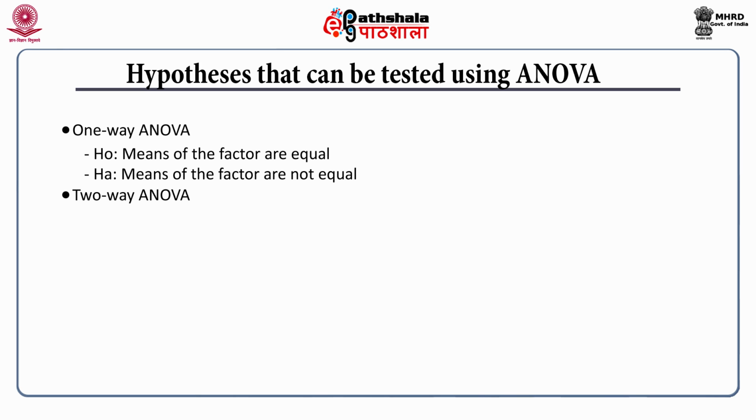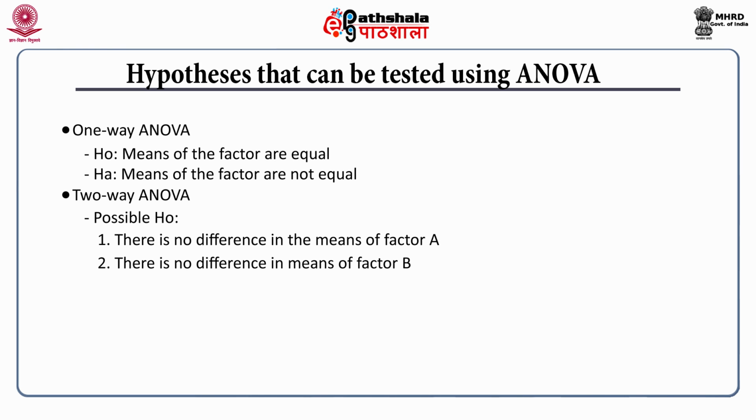For the two-way ANOVA, there are 3 possible null hypotheses. First possibility is that there is no difference in the means of factor A. Second possibility is that there is no difference in the means of factor B, because there are 2 factors involved. So for each factor we have to state its corresponding null hypothesis. And the third possibility is that there is no interaction between factors A and B, because there are 2 variables involved. Is there any interaction? That is also revealed by the ANOVA.